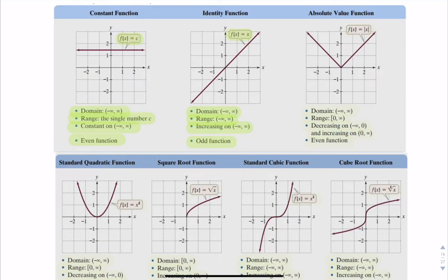The third one is the absolute value function, and this looks like a V. So f of x equals the absolute value of x. The domain is all real numbers. The range is from 0 to infinity, including 0. It's decreasing from negative infinity to 0 and increasing from 0 to infinity, and this is an even function.